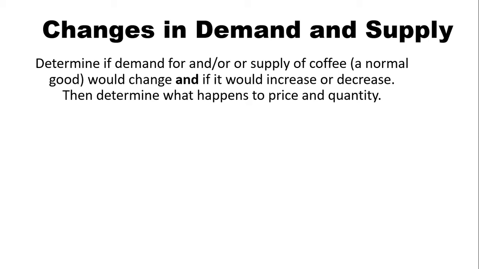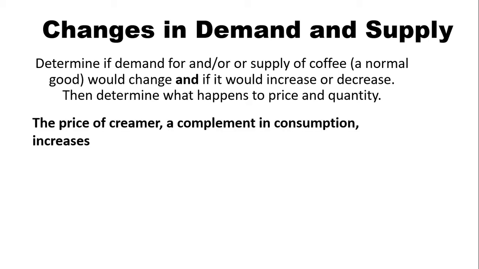So the first thing we want to do is figure out what is going to change if the price of creamer, a complement in consumption, increases. Whenever you see the word consumption, we automatically know that it's going to be demand. And the key to these is going to be knowing those factors of demand and supply. So you're going to have to know those lists. So the price of creamer, a complement in consumption, increases. So we've already established it's going to be demand.